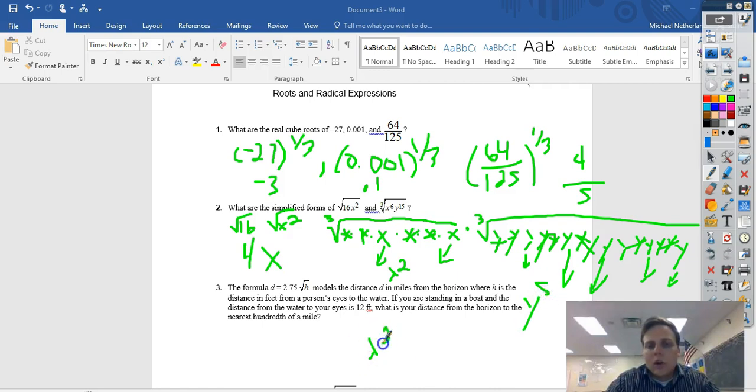So I get x squared y to the 5th. That would be the answer for number 2, part 2. X squared y to the 5th.